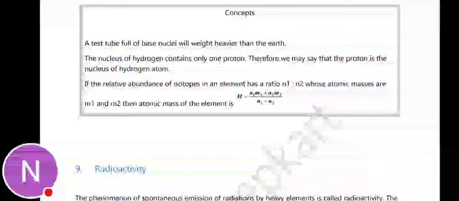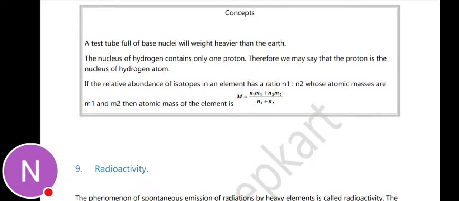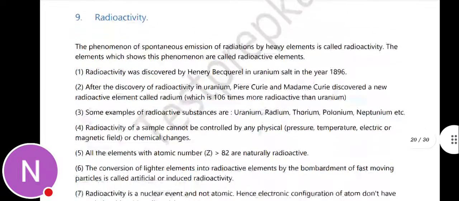So here they have given a basic concept. A test tube full of bare nuclei will weigh heavier than the Earth. The nucleus of the hydrogen contains only one proton. Therefore, we may say that the proton is the nucleus of the hydrogen atom.